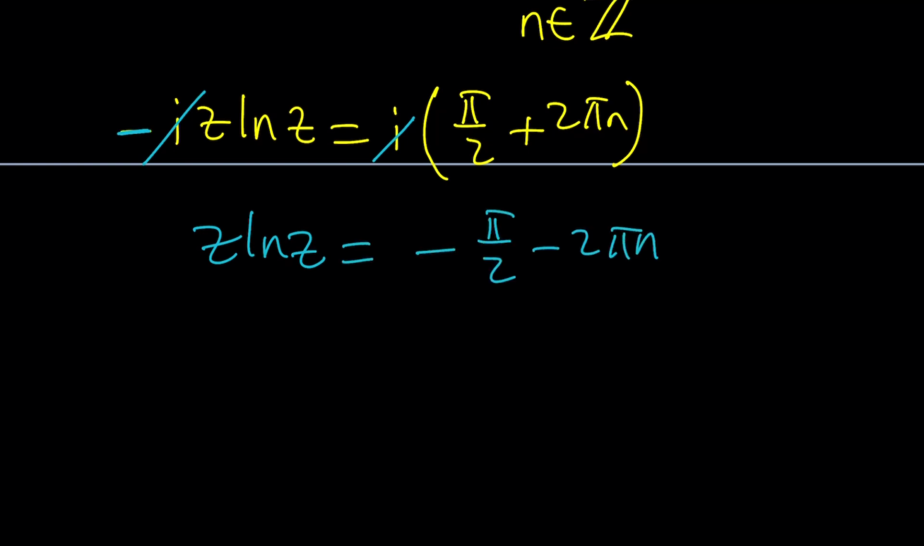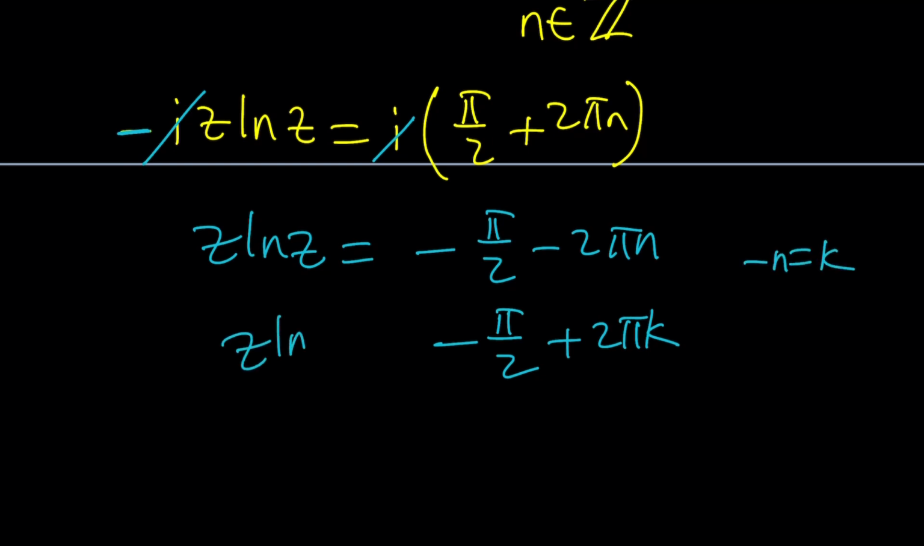But notice that n is an integer, so I can easily replace negative n with another integer k and write it in a much better or maybe more standard way. You don't want to subtract. I mean, you can subtract, that's fine, but I don't want to. So allow me to replace negative n with k, or n with negative k. Same thing, right? So we have z ln z equals this. Again, this is still complicated, right? So let's do the following.